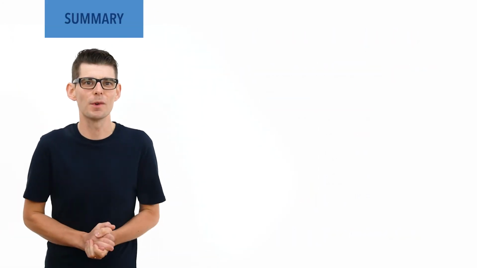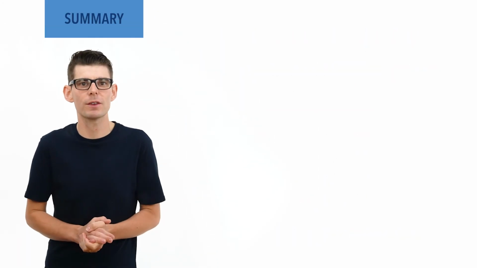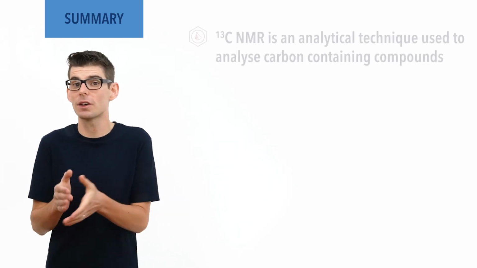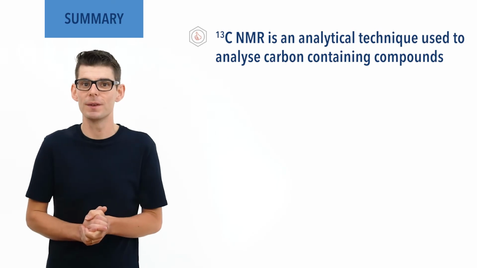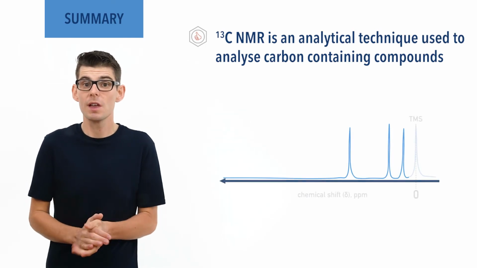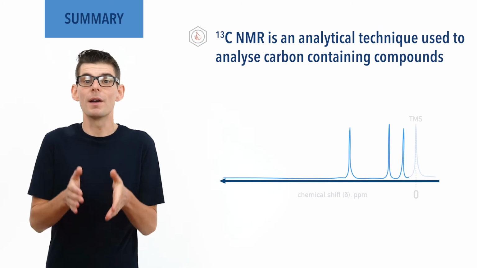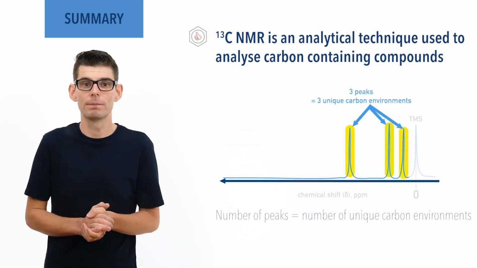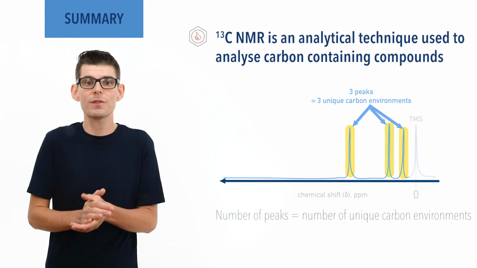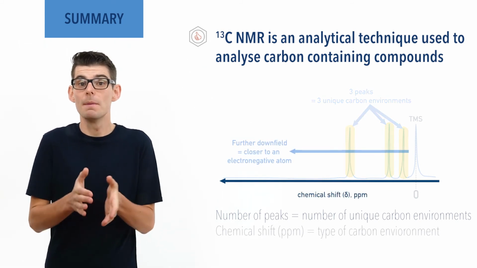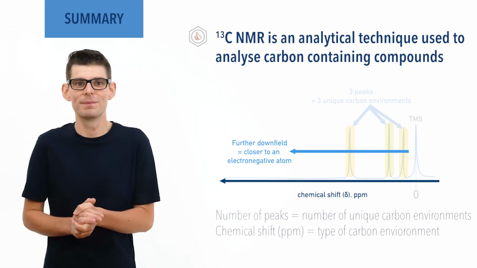So, to summarize, Carbon NMR spectroscopy is a technique used to analyze carbon-containing compounds in organic chemistry. Spectra are produced that can tell us the number of unique carbon environments in a molecule by the number of peaks in the spectra. And also the chemical shifts of these peaks can give useful information about how these environments may be arranged in the molecule.